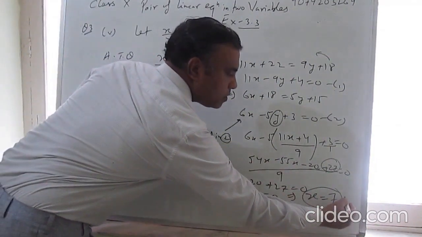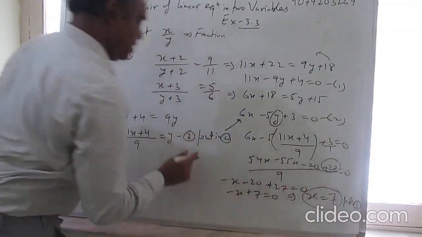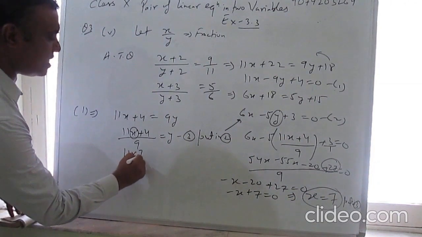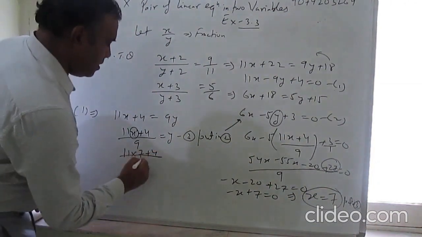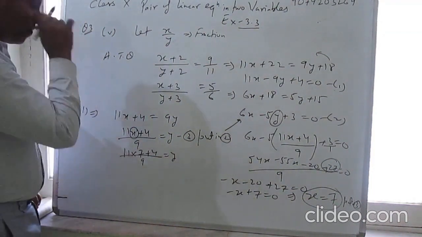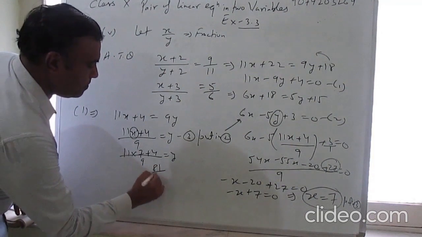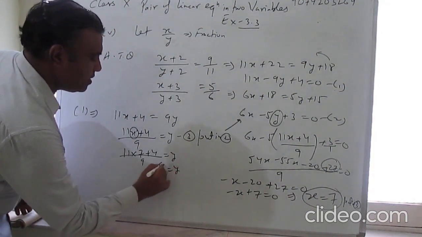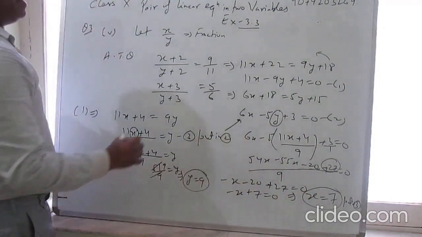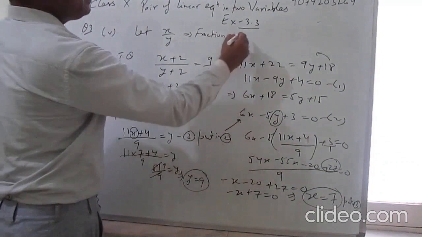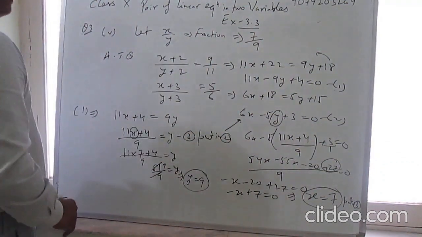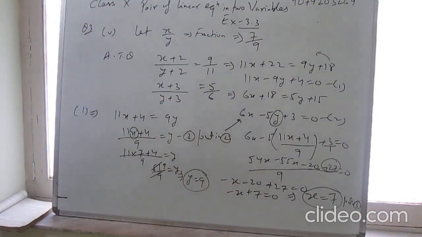Put in 3. Putting the value of x here. So 11 into 7 plus 4 upon 9 is equal to y. 77 plus 4, 81 upon 9 is equal to y. 9 nines are 81. This implies y is equal to 9. So fraction becomes x कितना आया 7, y कितना आया 9. So this is the fraction 7/9.